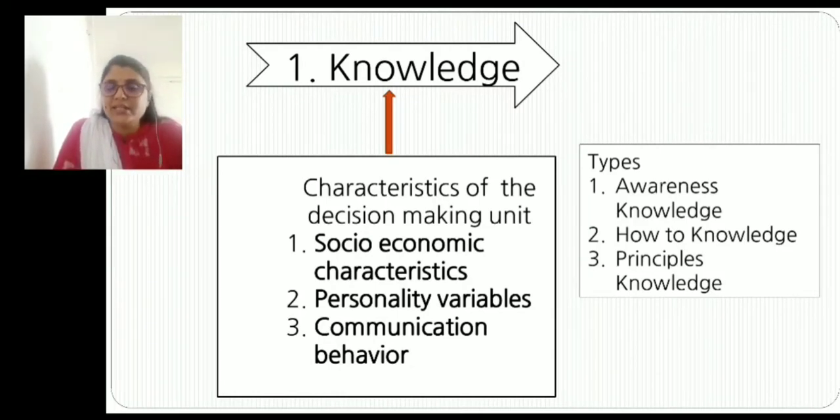If there is a decision making unit, meaning a number of people in that particular unit, suppose 10 to 15 people, those 10 to 15 people can't take a decision at one point, because there are different kinds of personality variables. Then communication behavior: how you communicate with each other is also a necessary characteristic regarding this knowledge. So this is about your knowledge: awareness knowledge, how-to knowledge, and principle knowledge.